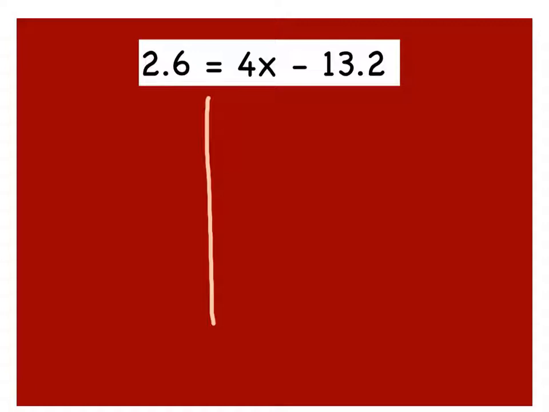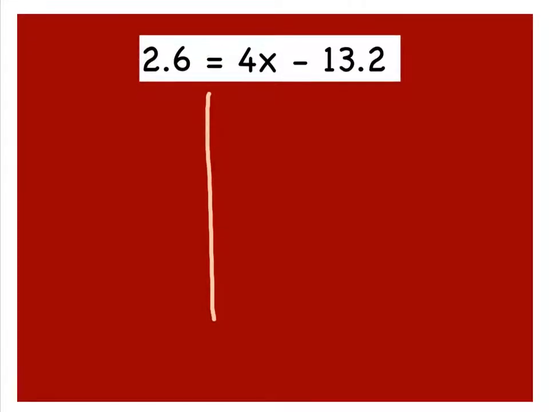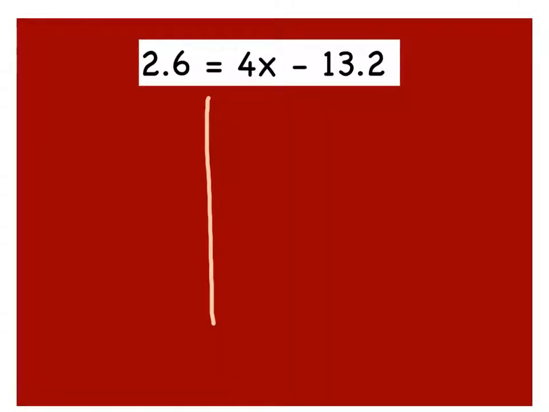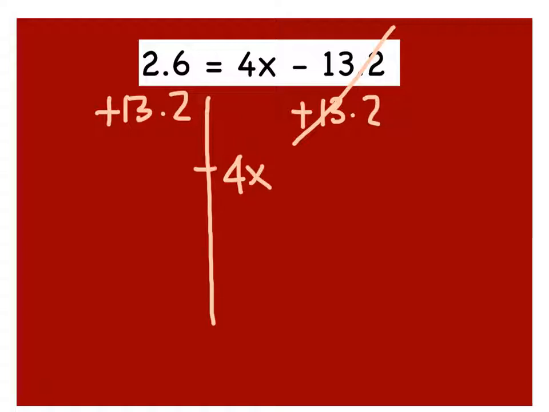Okay, hopefully you're ready to check your answer now. The first thing I'm going to do is get rid of the negative 13.2 by doing the opposite. I'm going to add 13.2 to both sides. That cancels it out on this side because we have a positive and a negative of the same number adding up to make 0. So I'm left with 4x on this side. Then I have 2.6 plus 13.2, so that's going to be 15.8.